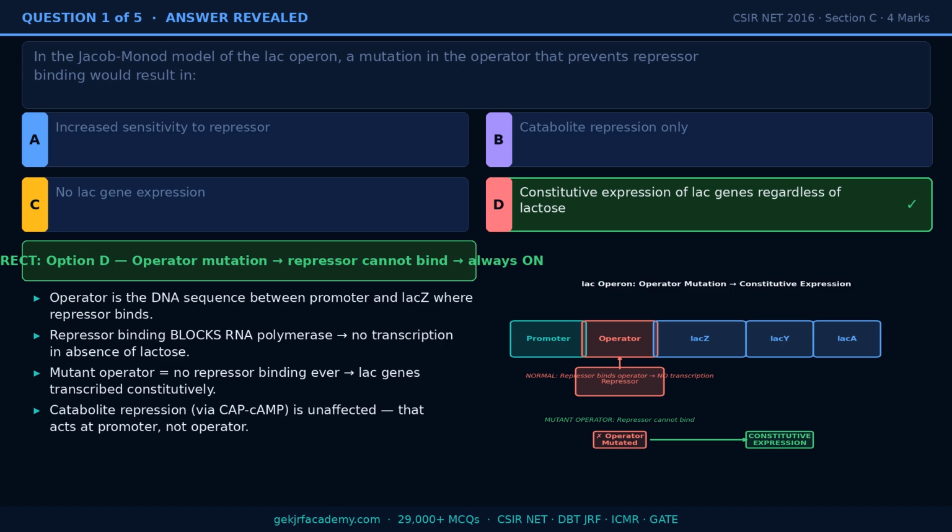Option B is a partial truth that misses the point. Catabolite repression still functions because it acts at the promoter through CAP binding, not through the operator. But catabolite repression is a separate regulatory layer. The question asks specifically about the consequence of preventing repressor binding at the operator. Framework. Whenever you see an operator mutation in a CSIR NET question, ask immediately, does this prevent repressor binding? If yes, the result is constitutive expression.